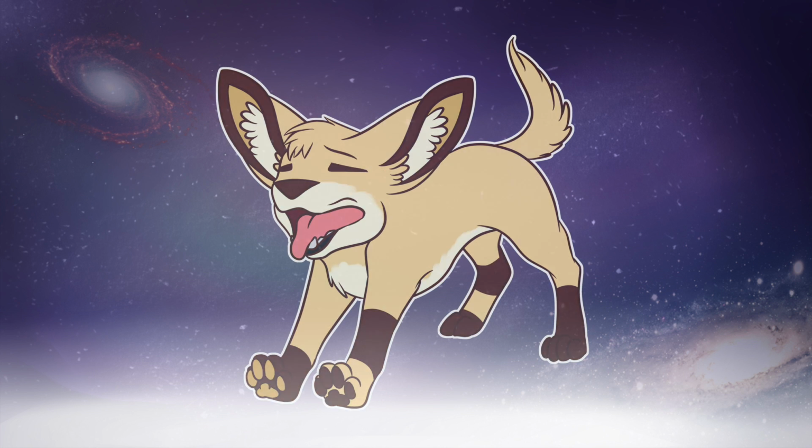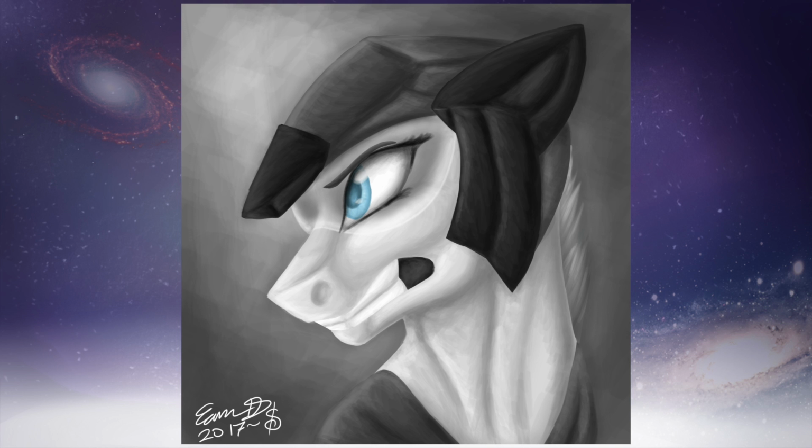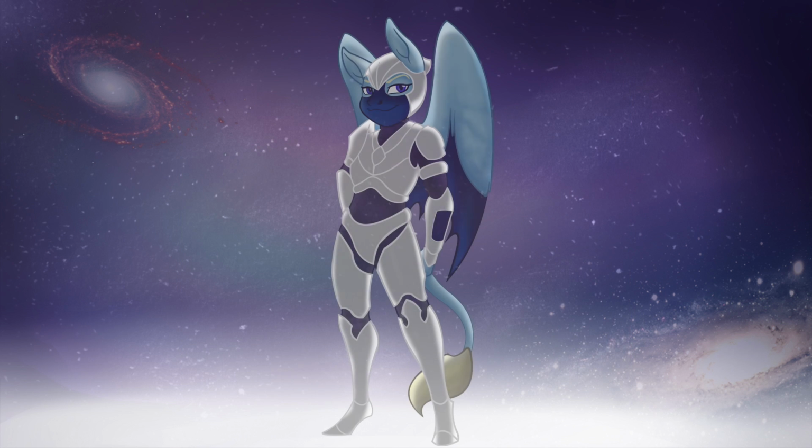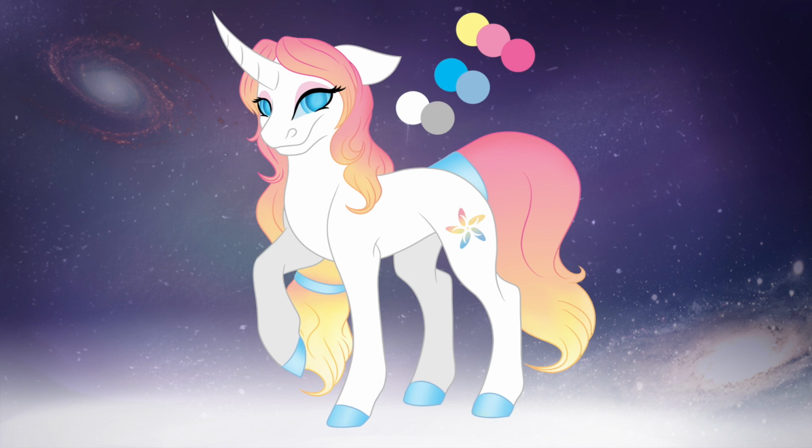if they so please. Category B, on the other hand, is when an artist or writer will create a character to exist in the world that someone else has created. Often called fan characters, these OCs are more frequent in fandoms based around a source material such as My Little Pony, Sonic the Hedgehog, and Warriors, though please note that this kind of thing isn't just limited to those particular fandoms. Fan characters aren't technically entirely original, however this provides the creator a lot more opportunity to break the norm and create something that stands out from the crowd.